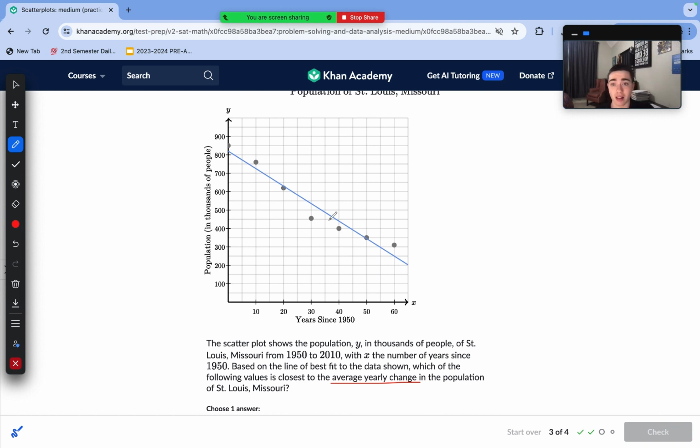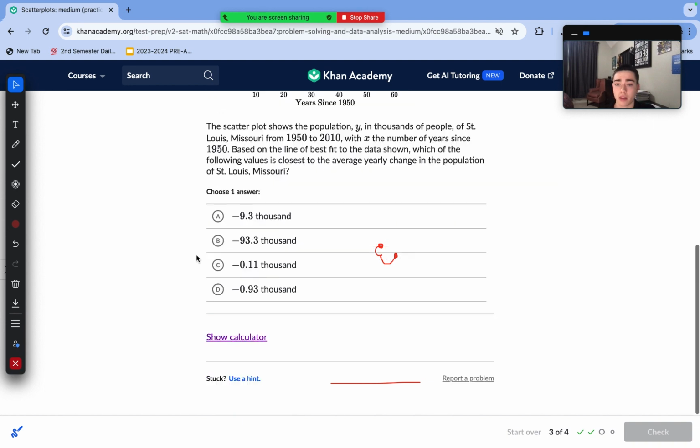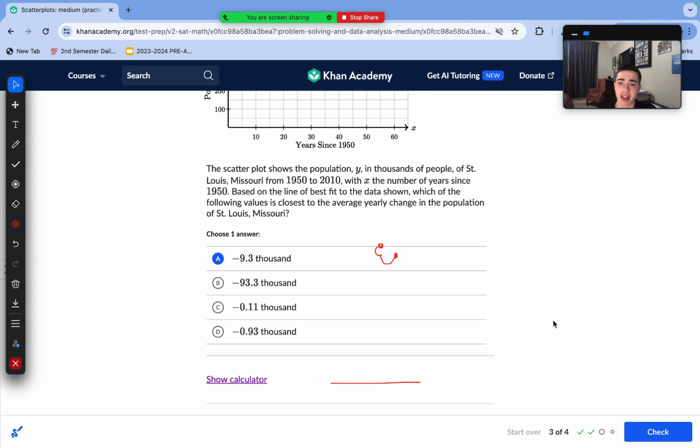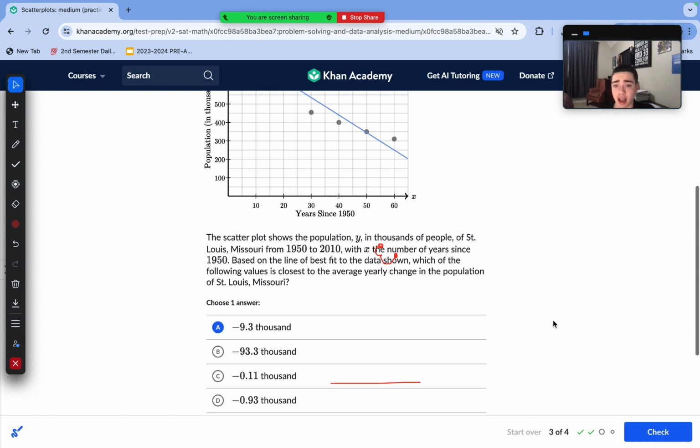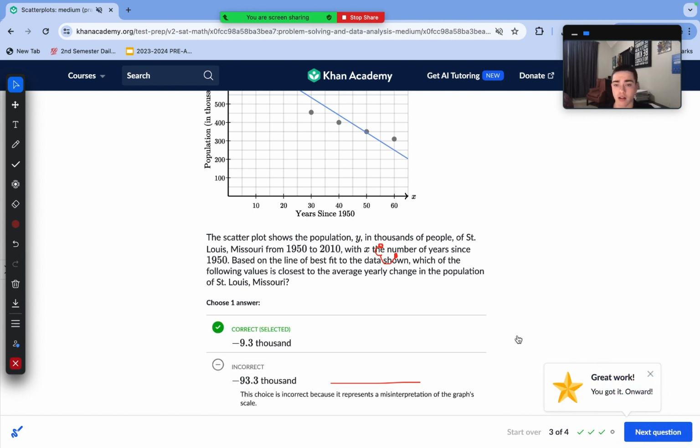So all we have to do is find the slope of this line of best fit, which is exactly how we find the slope of lines in general, of our linear equations. We can take some clear or relatively clear grid intersections here and find that rise over run. We can see that as we decrease 50, we go across about 5 years. So that's a slope of about negative 10,000 people per year. Of course, the only answer choice remotely close to that is 9.3. So A is our correct answer.